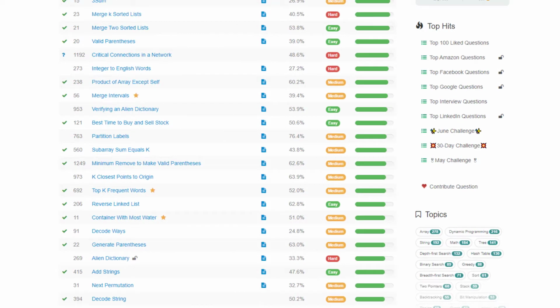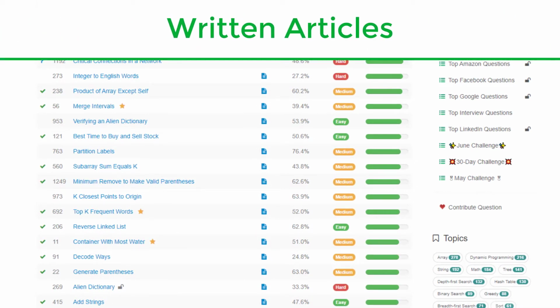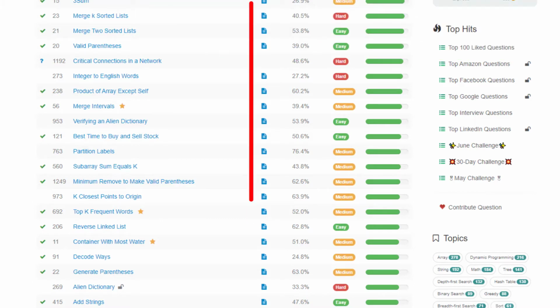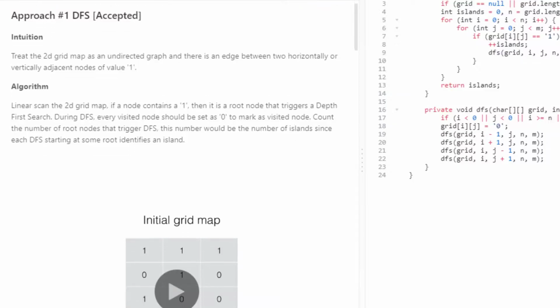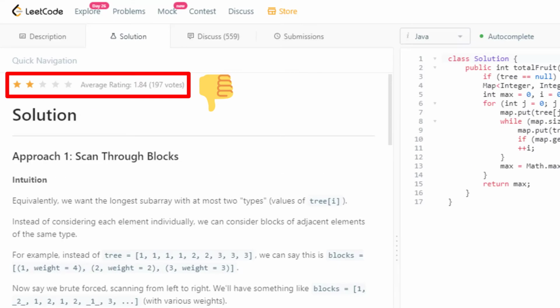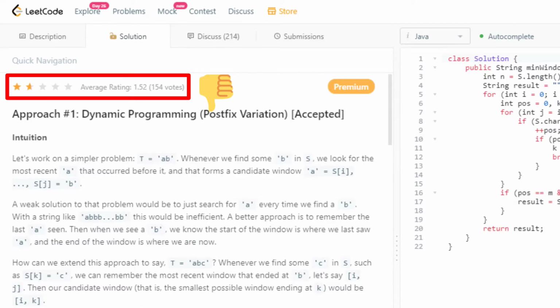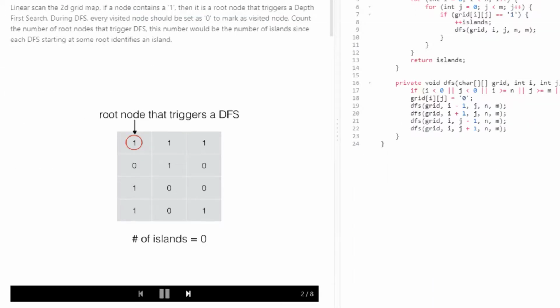Another feature that I really like that Premium provides are written articles for different solutions. So any problems marked with a little paper icon, that means they have a written article about all possible solutions to solve that specific problem. Most of the time, the brute force and optimized approaches are explained in these articles. However, there are times where I feel like the articles can be poorly written and kind of obscure, hard to understand. So I would not get LeetCode Premium just for this feature. However, it is a nice addition because there can be some good articles in the LeetCode solutions.